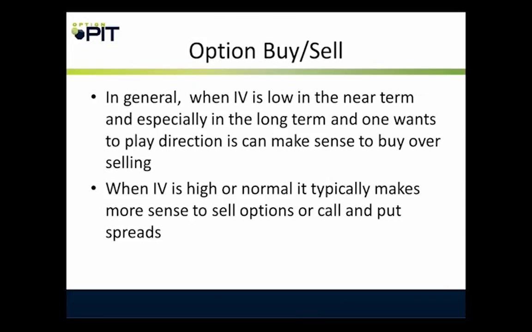In general, when implied volatility is low in the near term, and especially in the long term, the play is that it can make sense to buy instead of sell. So in 2017, as volatility was at its lows, the VIX was in the 9s. It was so easy to buy call options because they were so cheap and the underlying just kept going up. And if you wanted to hedge, it was dirt cheap to buy puts.